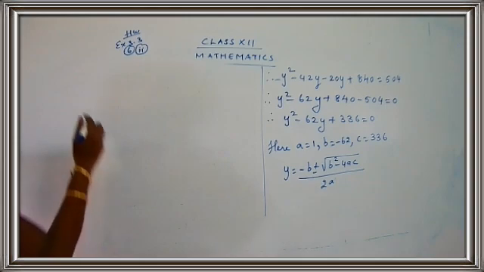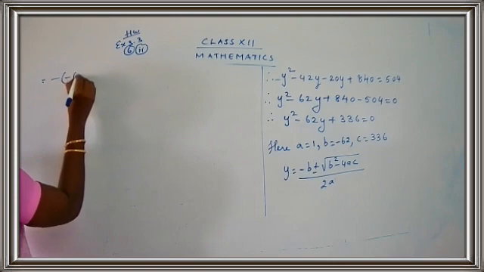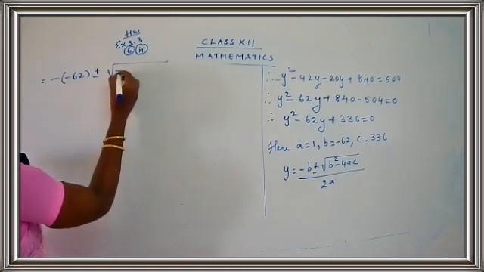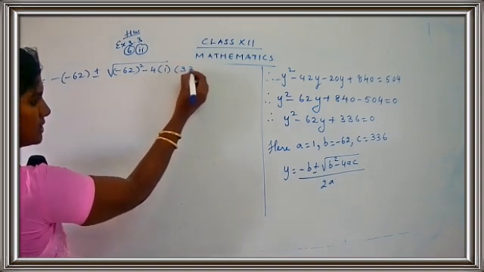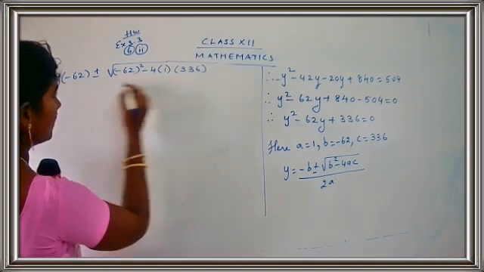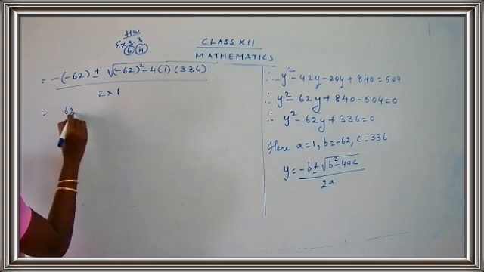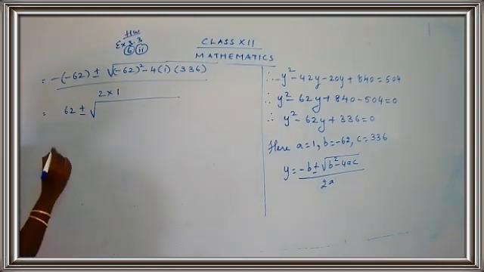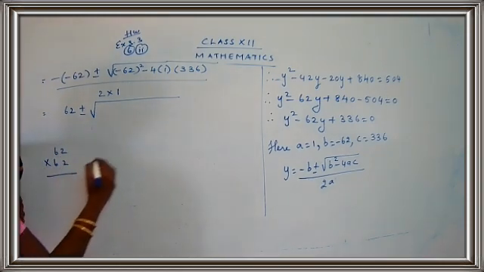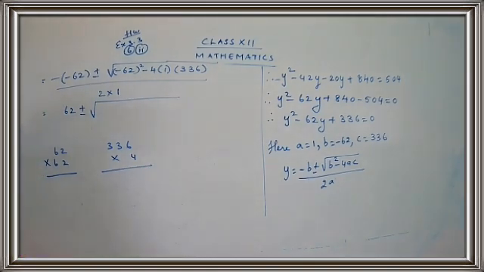So, this is equal to minus b, that is minus of minus 62, plus minus square root of minus 62 square minus 4 into 1 into 336 upon 2 into 1. 62 plus minus, find out the answer, 62 into 62, then find out 336 into 4.